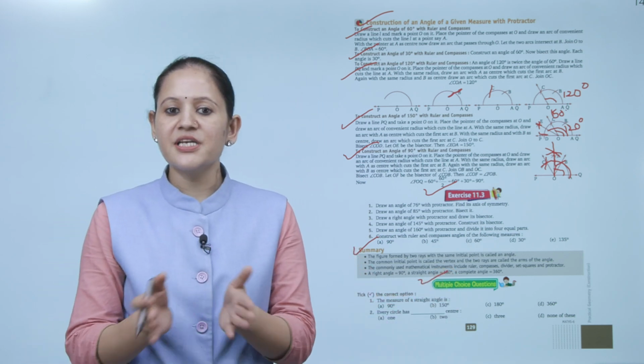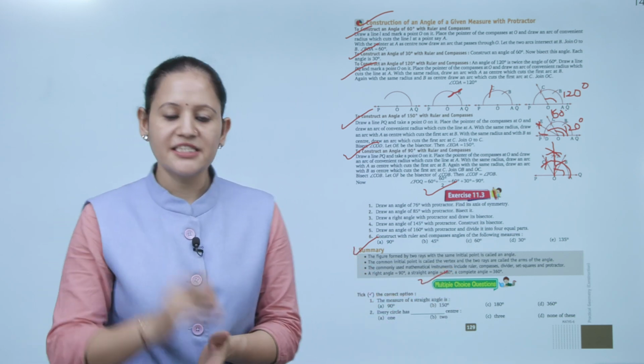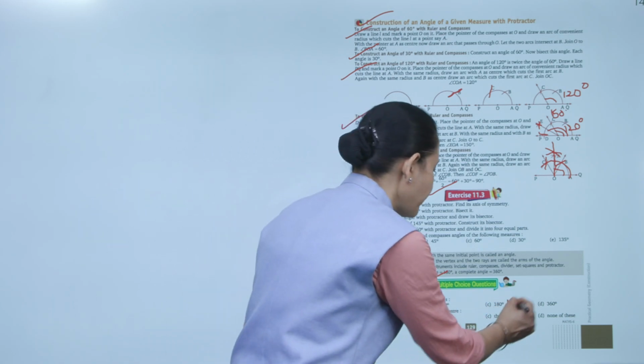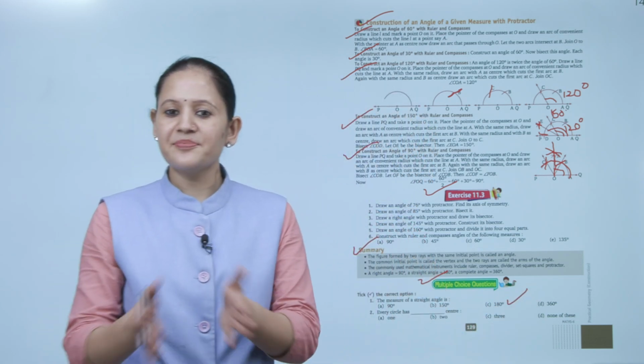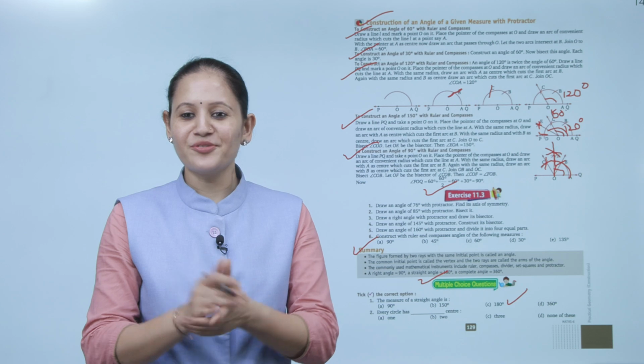Take the correct option. The measure of the straight angle, that is 180 degree. So C is the correct option here. So here we end the chapter. I hope you understand it well. Now you have to practice it.